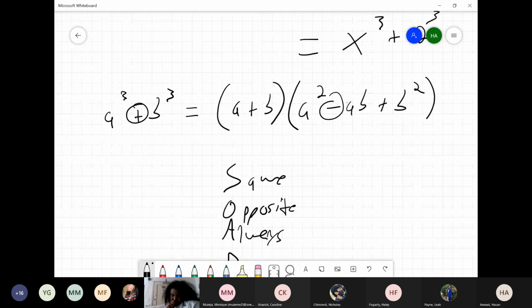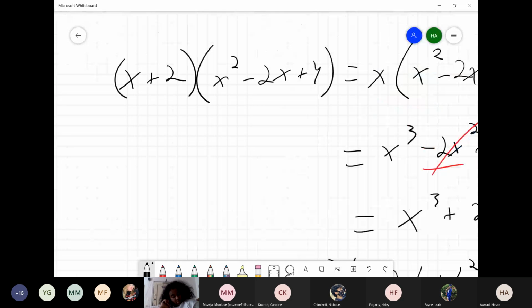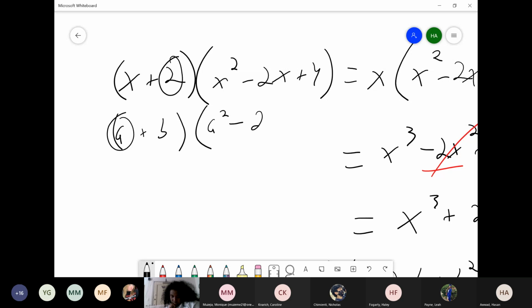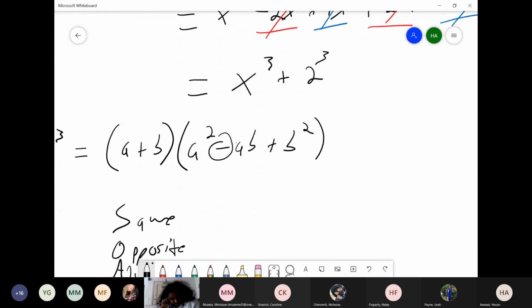Okay. So going back to our question, what we started with, this example, we noticed that we had this x plus 2. So if I just want to assign names to them, let's call this A, let's call this B, right? So I'm starting with an A plus B. And now notice that I have this A squared. Then I have the opposite sign, so minus, and then B and A. So I have the 2 and the x, which are B and A, so I have minus AB. And last but not least, we would have B squared at the end.